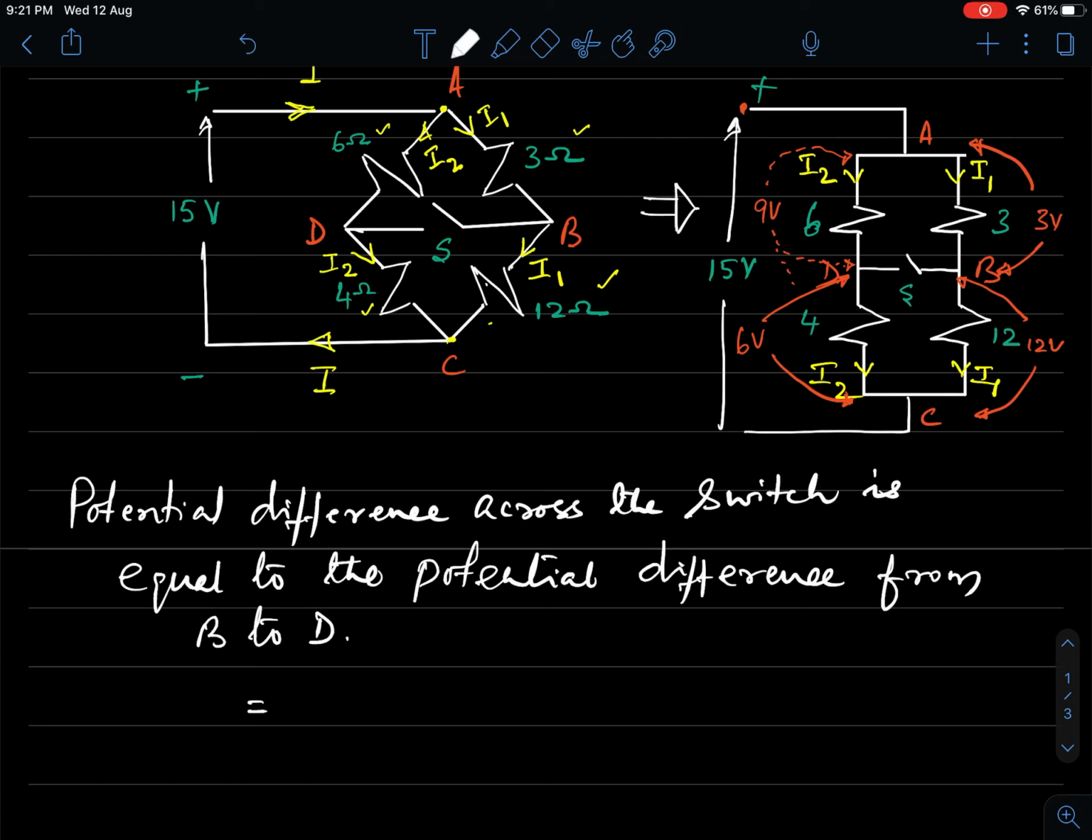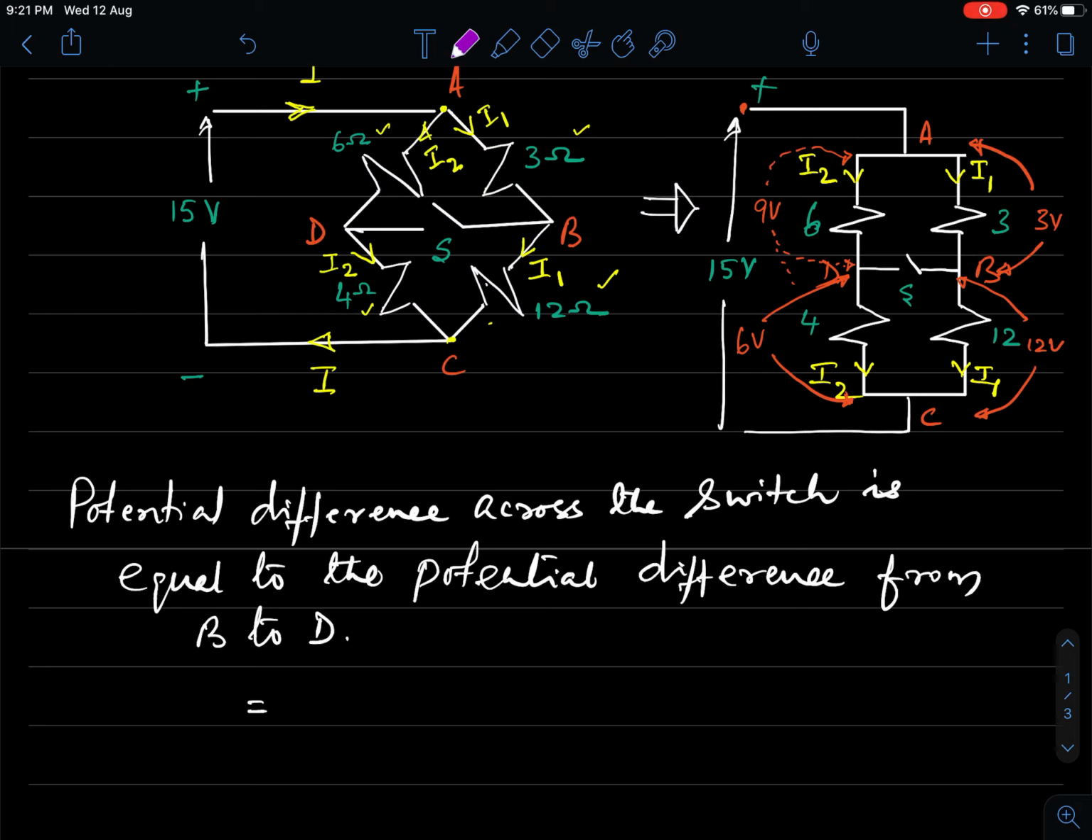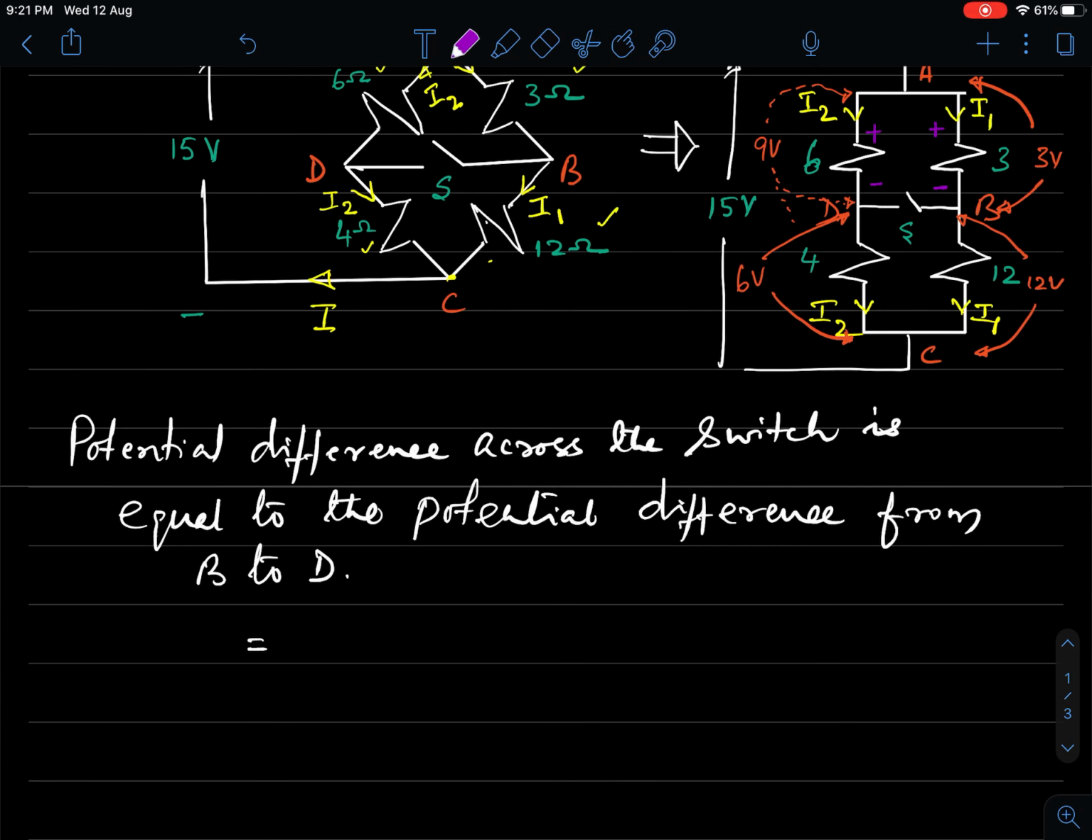As a best practice, it's preferable we put the polarity. I'll use a different color now. What I mean to say is, I1 is flowing from A to B. So end A is positive, end B is negative. Similarly, along the 6 ohms, the top end, that is positive, is at A and negative is at D. This is how polarity gets created. Now, in order to find this potential difference, let us move from B to D along any path.